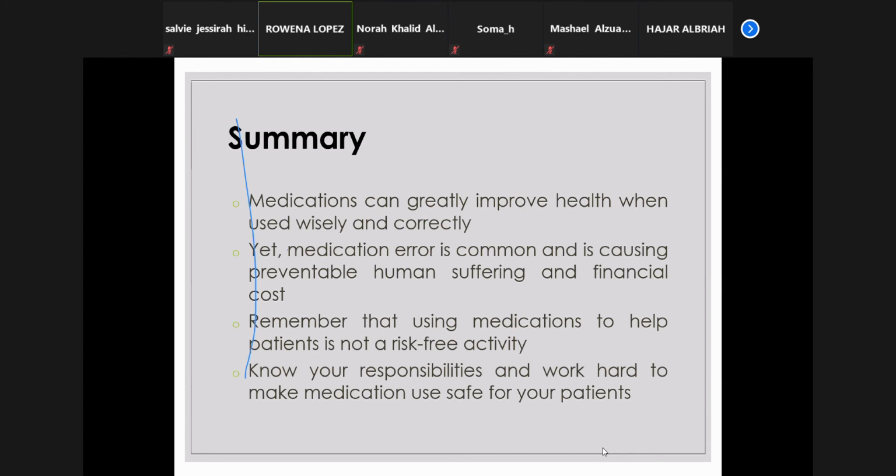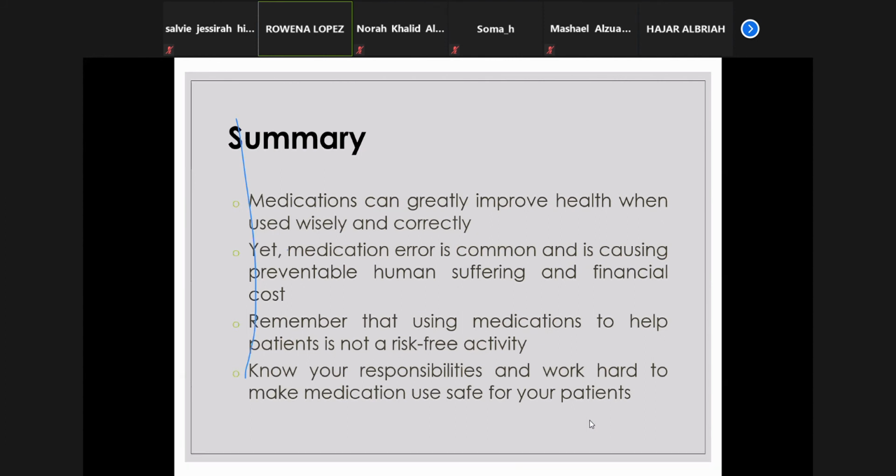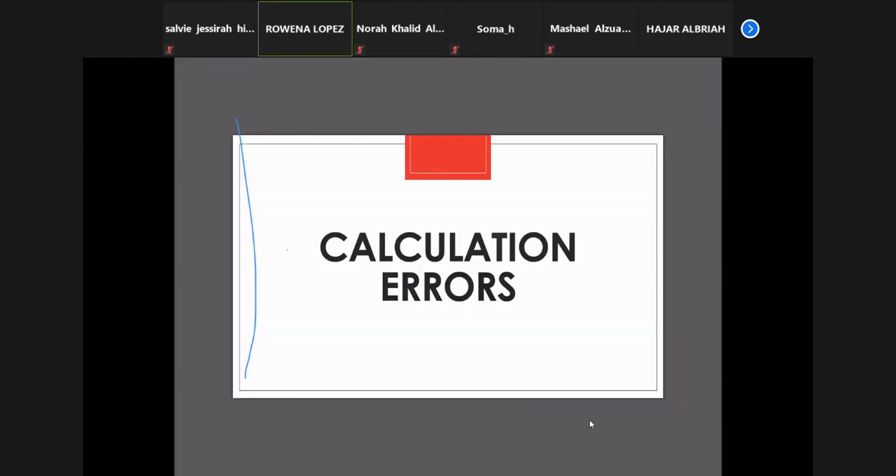So as a summary, medications can greatly improve health when used wisely and correctly, yet medication error is common and is causing preventable human suffering and financial costs. Remember that using medications to help patients is not a risk-free activity. Know your responsibility and work hard to make medication use safe for your patient.